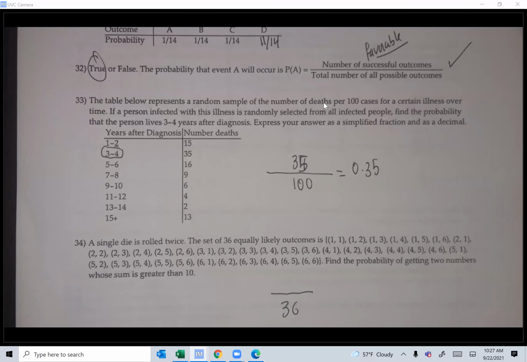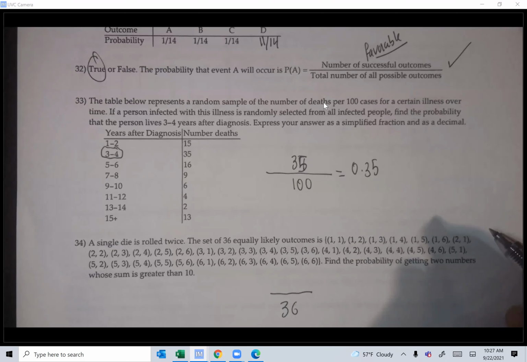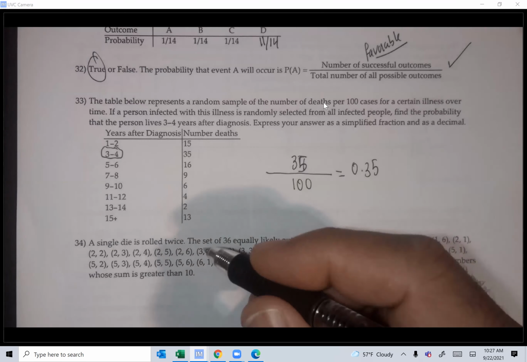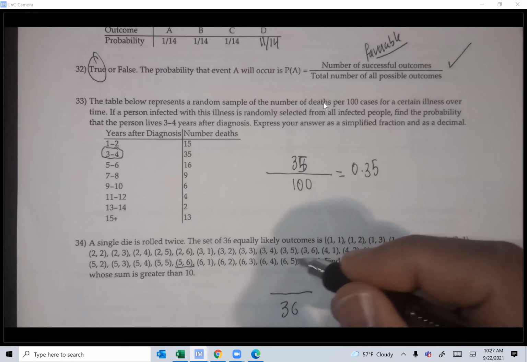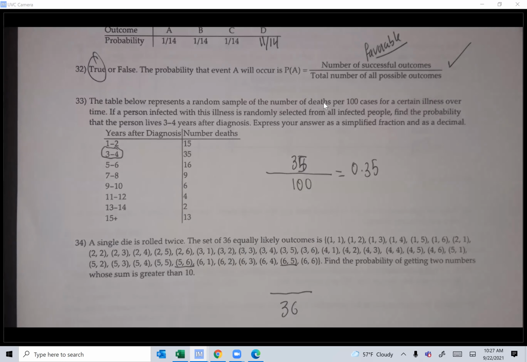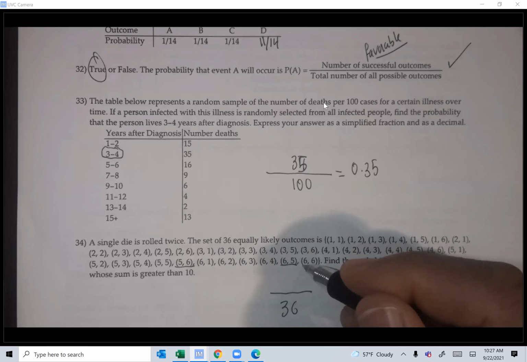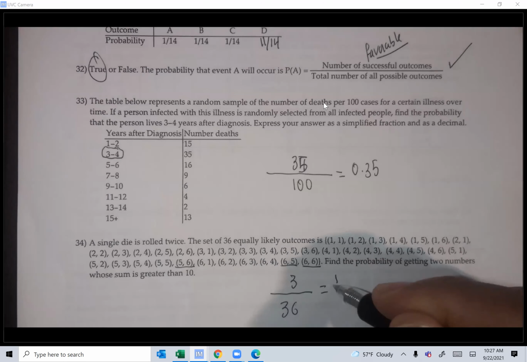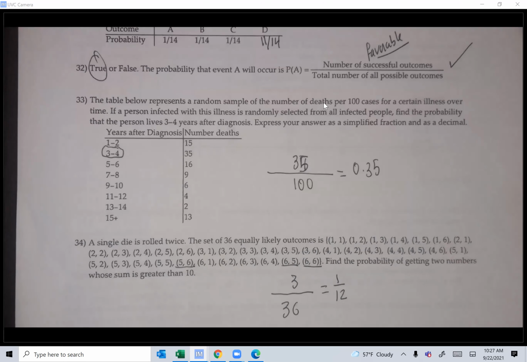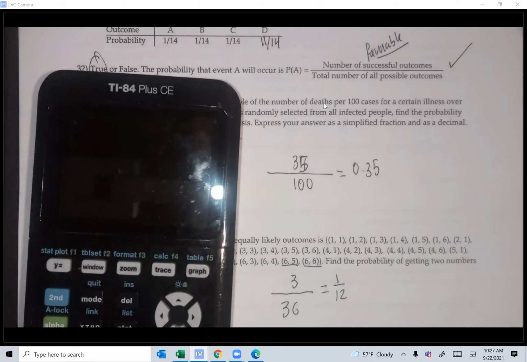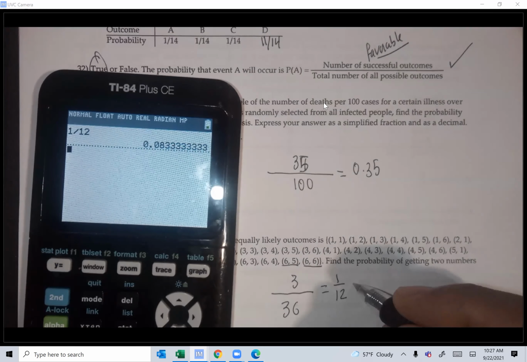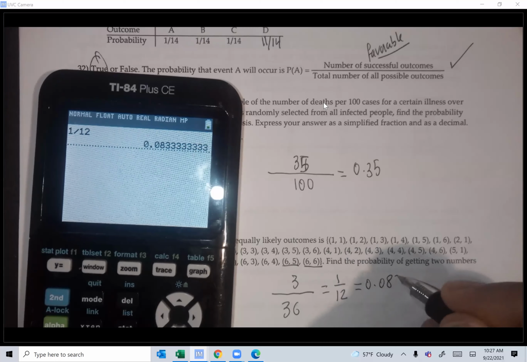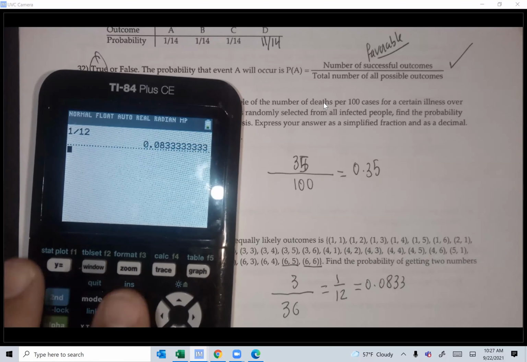So let's see where we have 11. That's 11. That's 11. And that's 12. So if I ask you guys to do this to 2 decimal places, for example, or 3 decimal places, just do 1 divided by 12. And it would be, for example, to 4 decimal places.